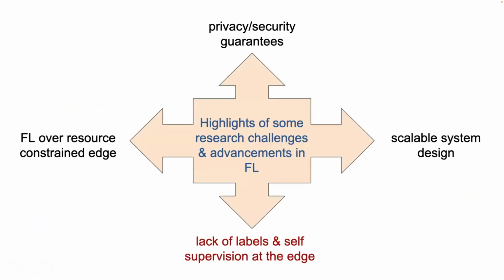All right, so let me skip through these parts and mention a little bit about the final challenge that I wanted to talk about, which is lack of labels and self-supervision at the edge. I think this is another critical component of federated learning, often ignored. You have lots of data at the edge, but nobody is going to label them for you. So how are you going to be able to match centralized learning over the cloud, where you can use various volunteers or resources for labeling the images?